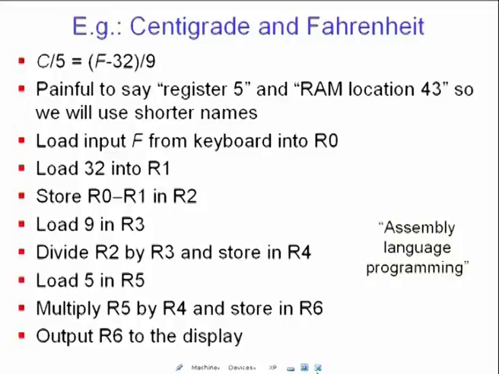So the first statement would be load input F from the keyboard into register 0, say. Then load the constant number 32 decimal into register 1, R1. Store R0 minus R1 in R2. Load 9 in R3. Divide R2 by R3 and store in R4. Okay, that gives you the right hand side. And then load the constant 5 in R5. Multiply R5 by R4 and store in R6. And finally output R6 to the display.